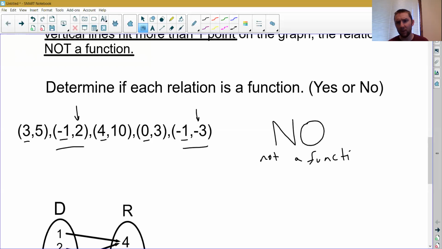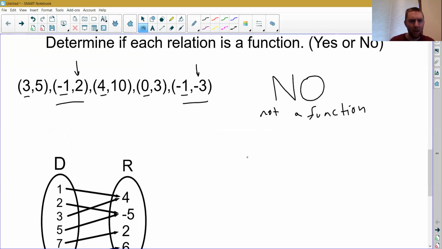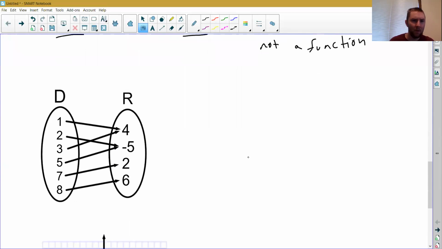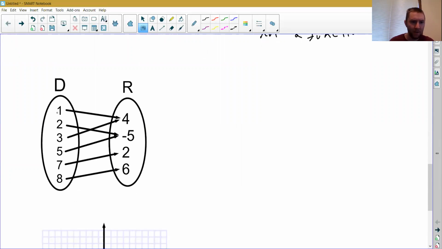And if we were asked to explain why, we would simply say because -1 is repeated as an x value, right? -1 shows up twice, something like that. If we look at this mapping diagram here, we have domain and range. I have 1, 2, 3, 4, 5, 6 points in the domain. I have 4 points in the range.